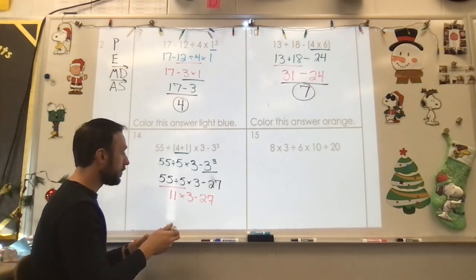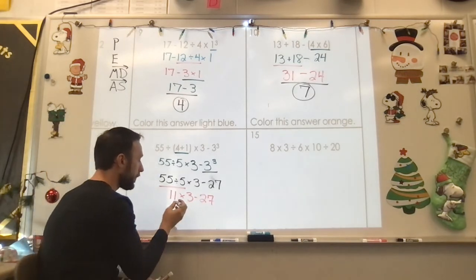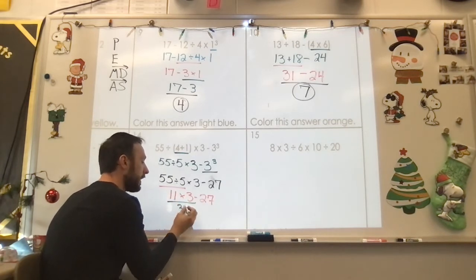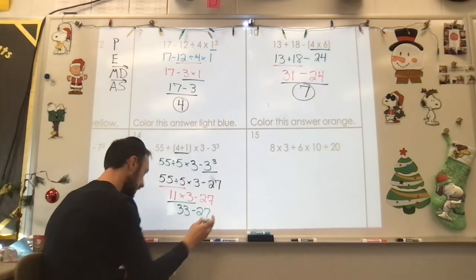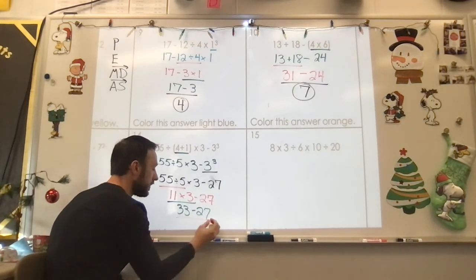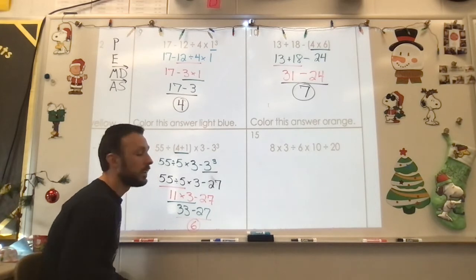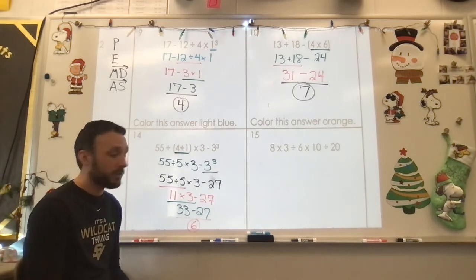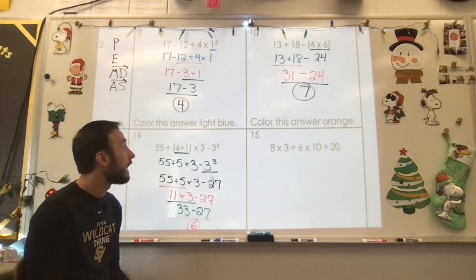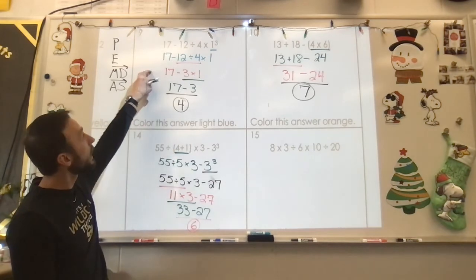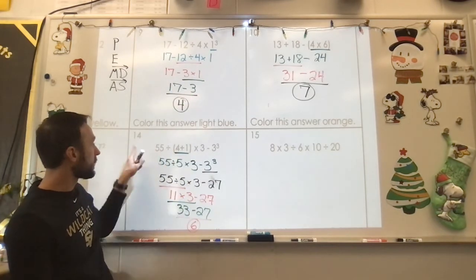I would then do multiplication again. 3 times 11 is 33. Minus 27. And my final answer then would be 6. Which is good because, once again, my number is between 0 and 20, and it's positive, and I haven't used it yet. So far I've had 4, 7, and 6. 4 for number 9, 7 for number 10, and 6 for number 14.